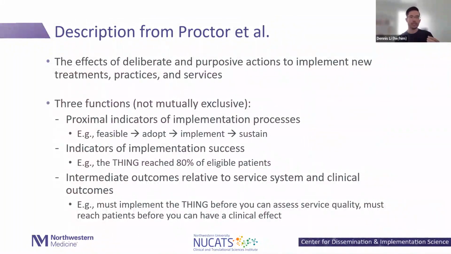Implementation outcomes can also be indicators of implementation success, and by that we mean these could be the primary outcome for your study. So the thing reached 80% of eligible patients. That could be the primary finding of your study. And then the third function is that they are intermediate to service system and clinical outcomes. Similar to that first point, you must implement the thing before you can assess its service quality, and you must reach patients before you can have any clinical effect on them. So there's a kind of a moderating effect along the way.